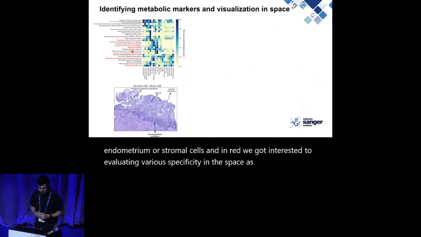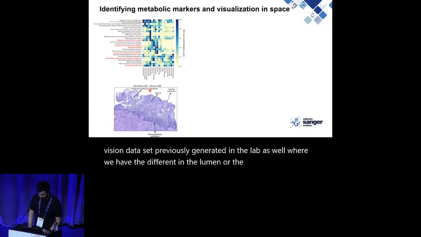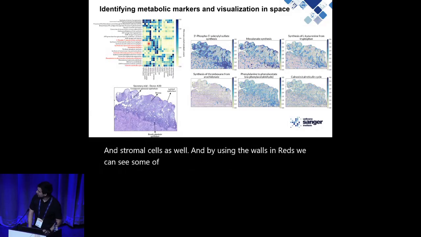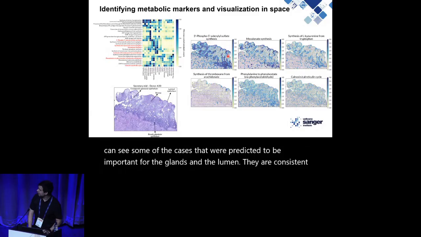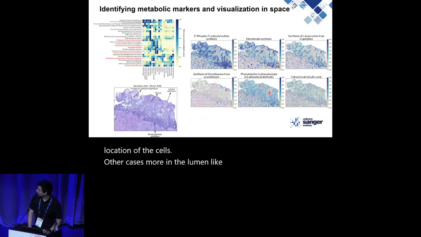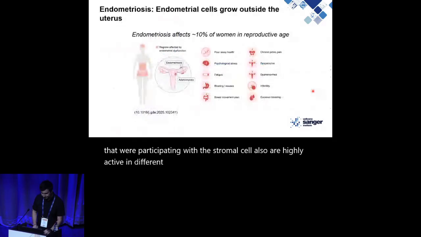So we used a Visium dataset previously generated in the lab as well, where we have the different epithelial cells in the lumen or the glands, and stromal cells as well. By using the ones in red, we can see some of the cases that were predicted to be important for the glands and the lumen. They are consistent with the spatial location of the cells. Other cases are more in the lumen, like arachidonic acid production, and the ones that were participating with the stromal cells are also highly active in different areas of the tissue.